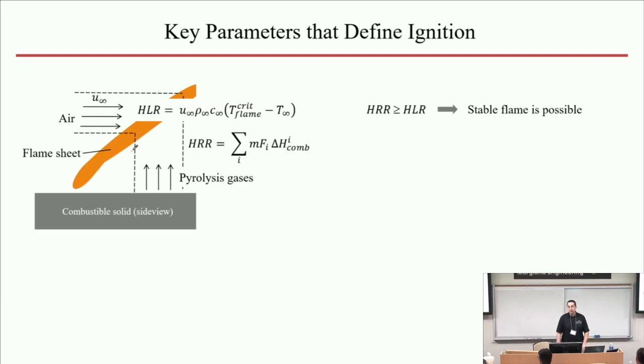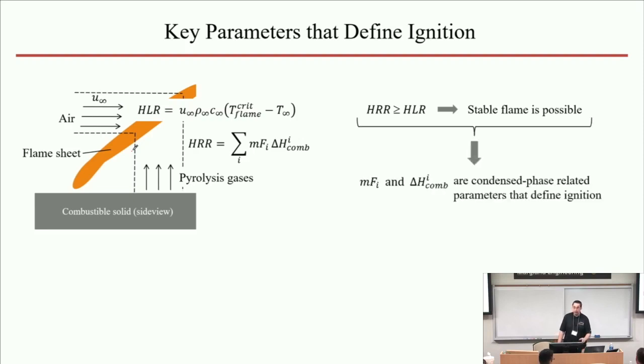So the point of this analysis is to focus on this. If you are trying to understand what physical quantities defined through the sources in the condensed phase actually define the ignition, that analysis suggests that there are two.